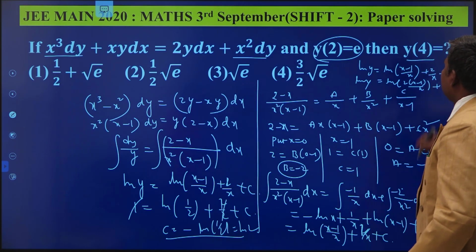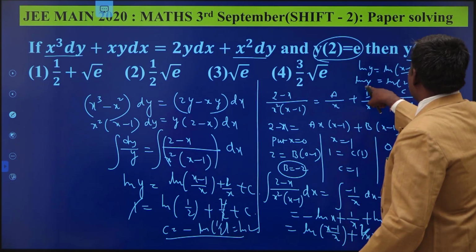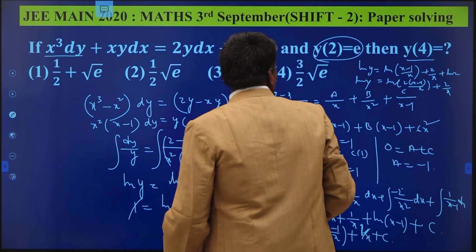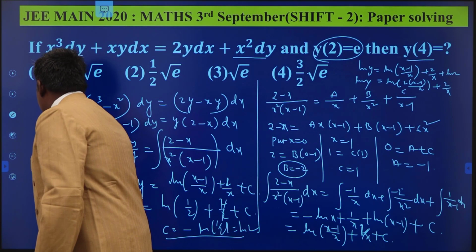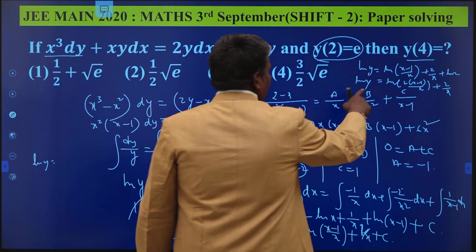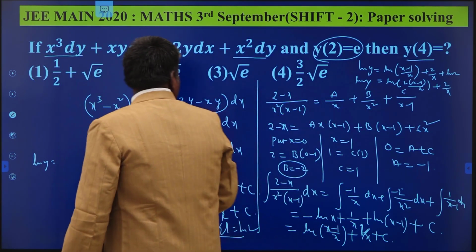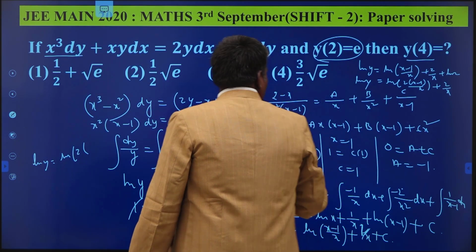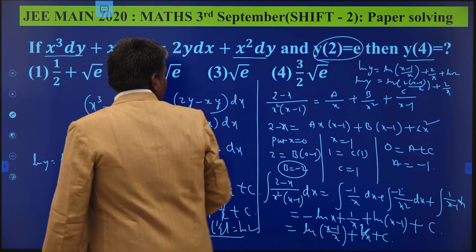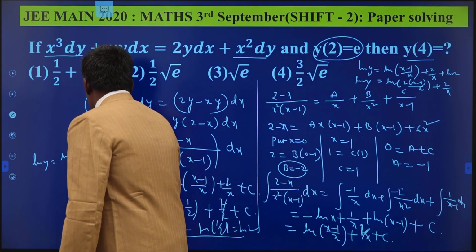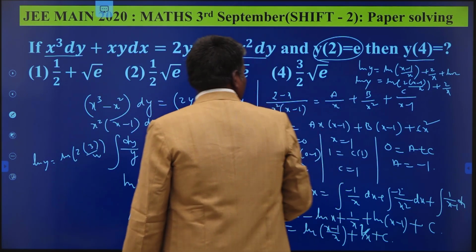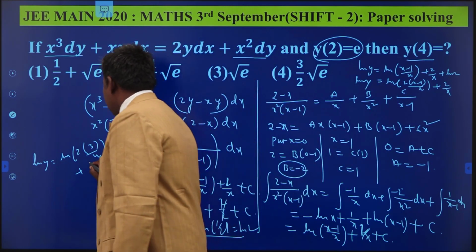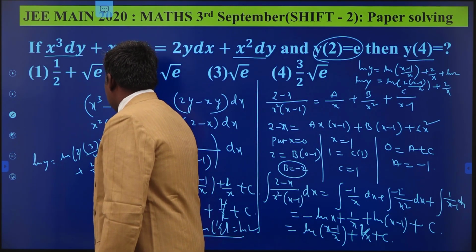From that, substitute x equal to 4, we get log y. From that you can calculate the value of y also. So put x equal to 4, what happened? Log y is equal to log of 2 times (4 minus 1), 3 by 2, 3 by x where x is 4, plus 2 by 4. This cancels out 2 times.